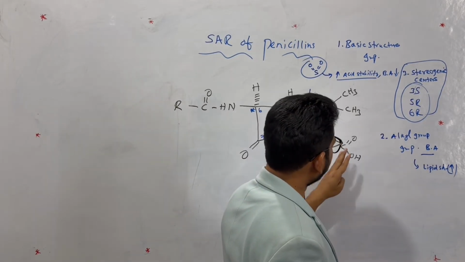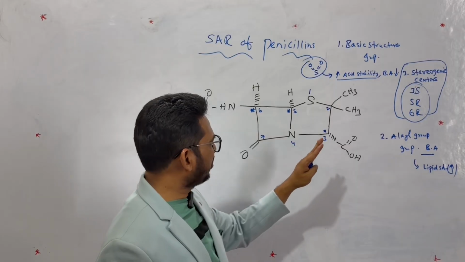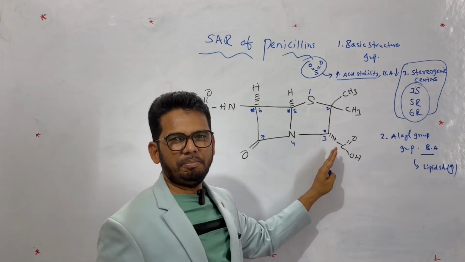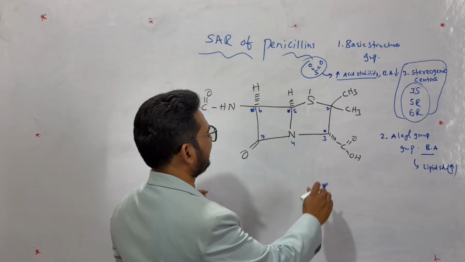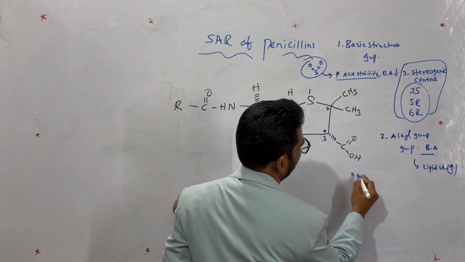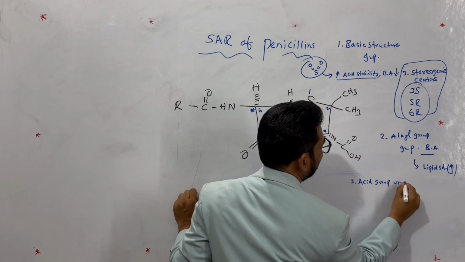3rd position, the acid group, is very important because it is going to bind; it will behave like the enzyme substrate. Easily it will be attracted towards that one. Then for this acid group, first what do we have to write? Acid group very much necessary.